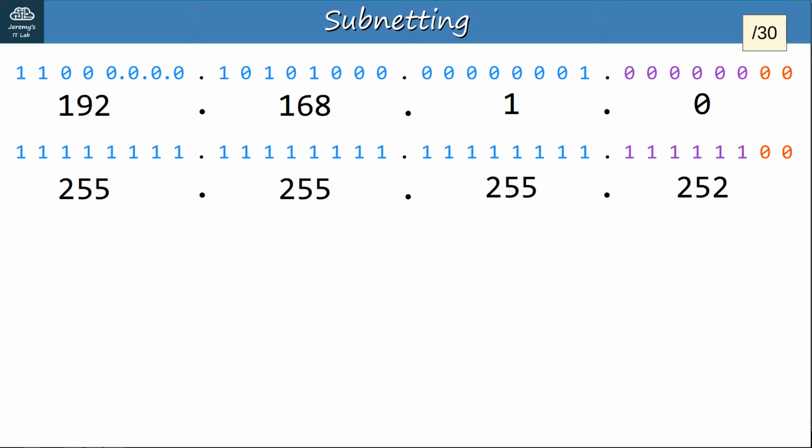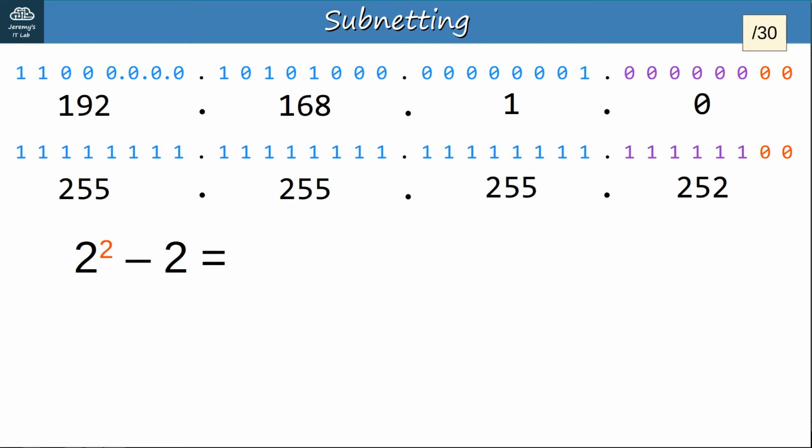Here, I've written out 192.168.1.0 with a /30 mask, 255.255.255.252. I skipped /32 and /31 since these aren't point-to-point links. We can't use /31, and definitely can't use /32.